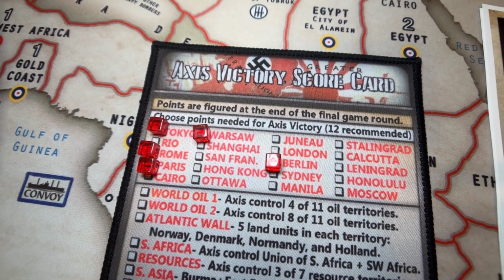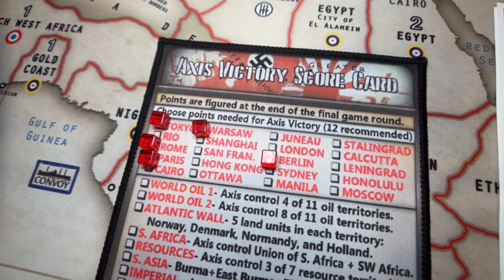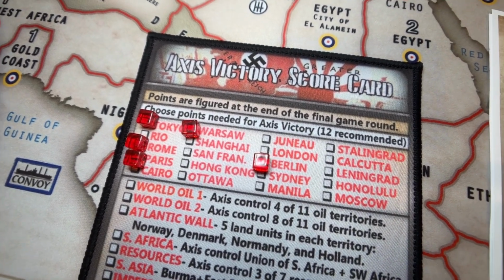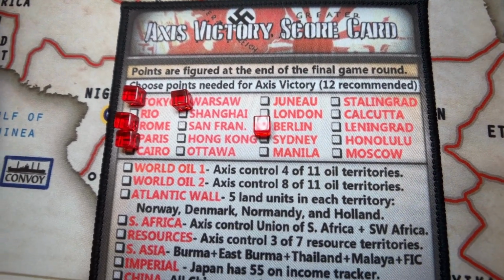Leningrad first. In any event, the cities get you roughly half the way there. But we all know that getting all of these is no easy task.